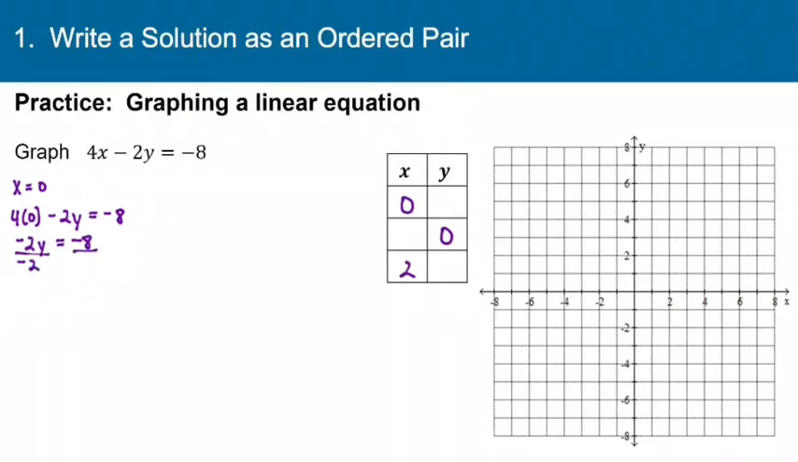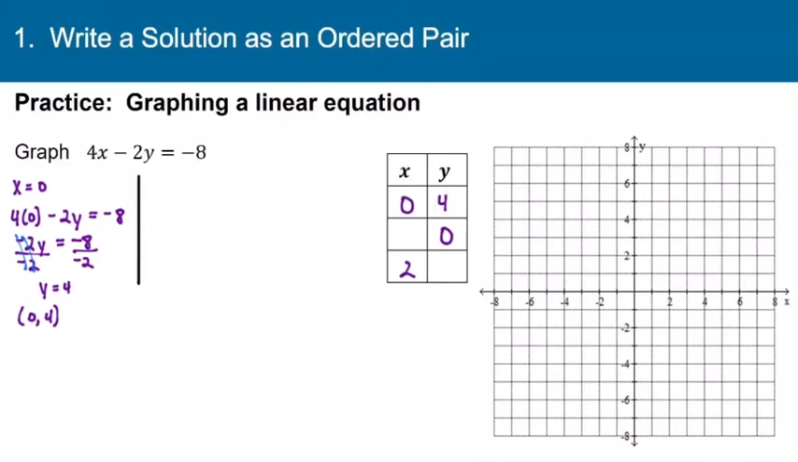Now divide both sides by negative 2. The negative 2's will cancel out, and that's going to leave us with y equals negative 8 divided by negative 2, which is positive 4. So now our ordered pair here is 0, 4. And I put the 4 here.